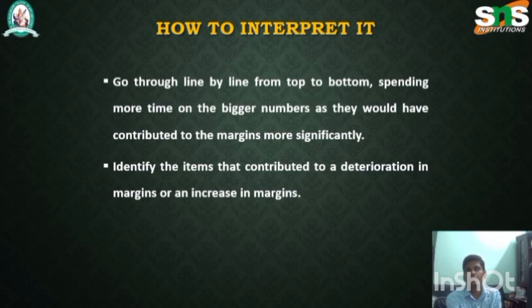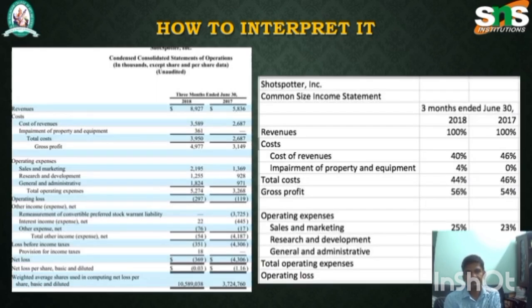How to interpret the common size statement? Go through it line by line from top to bottom, spending more time on the bigger numbers as they would have contributed to the margins more significantly, and identify the items that contributed to a deterioration in margins or an increase in margins.